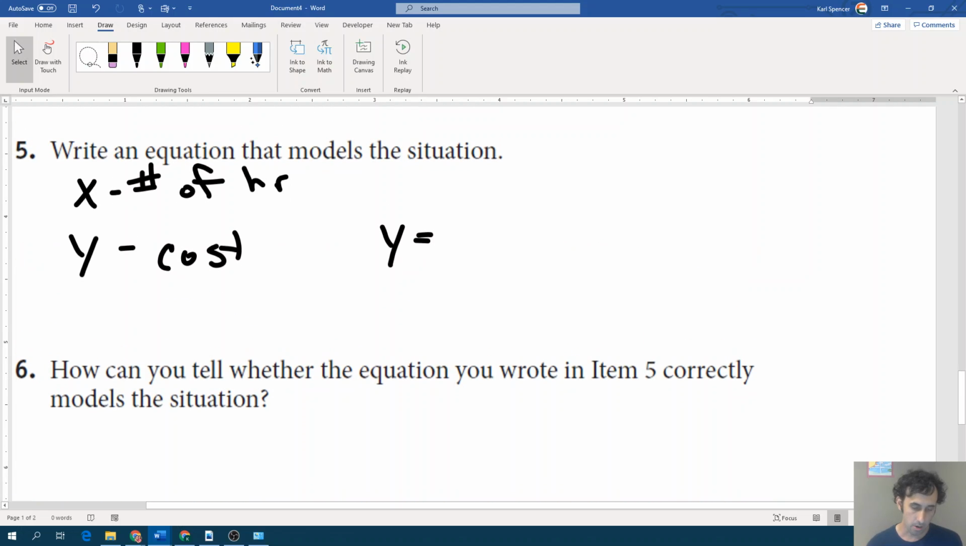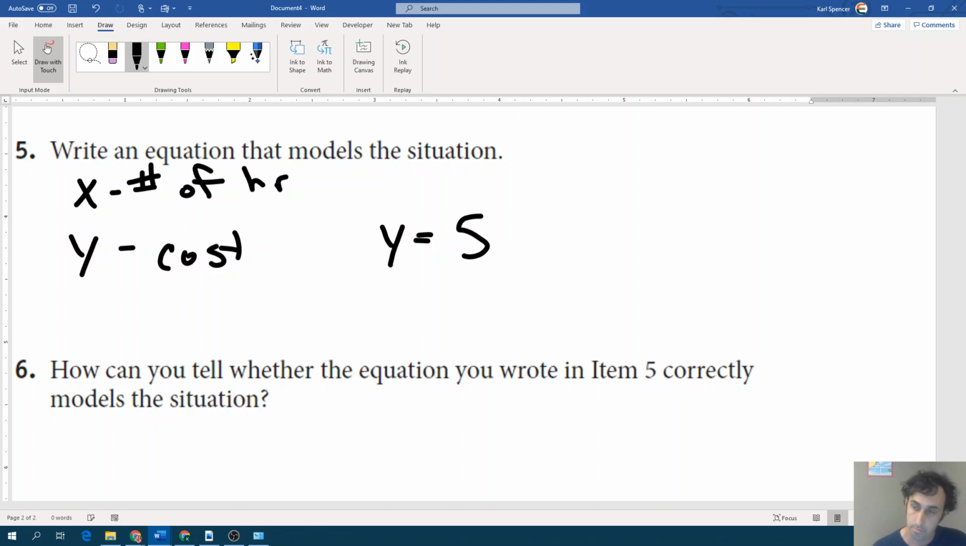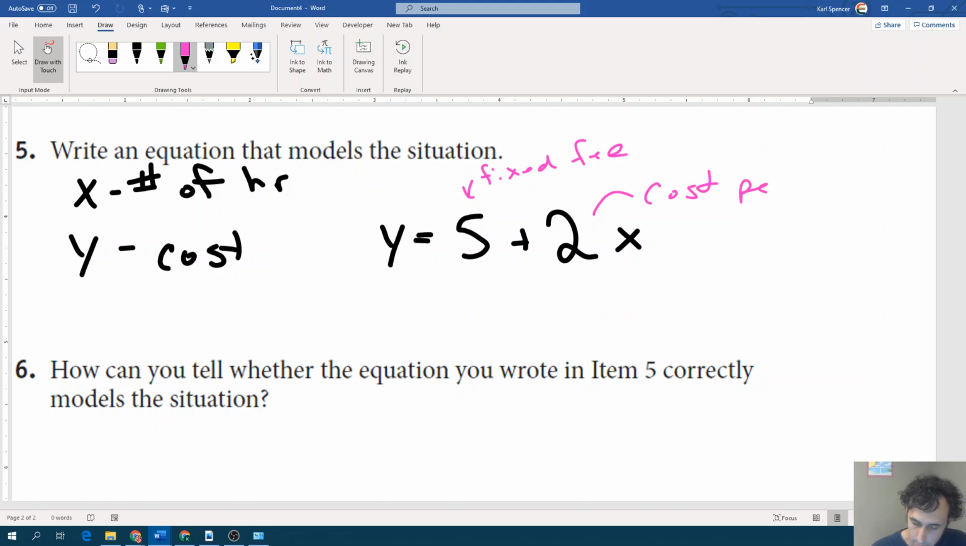So we could say our equation is that fixed value, 5, plus the $2 per hour times how long you kept that inner tube. So this is that fixed fee, and that $2 is that cost per hour. And there we go. We have just written an equation in two variables. We have an x and a y, a dependent and an independent variable, to represent this situation.